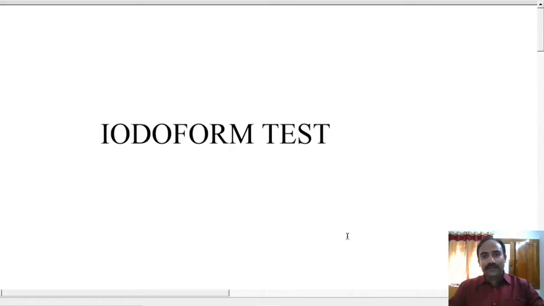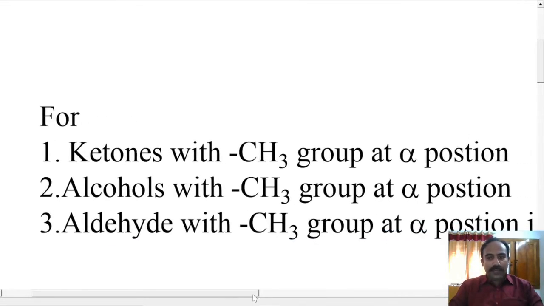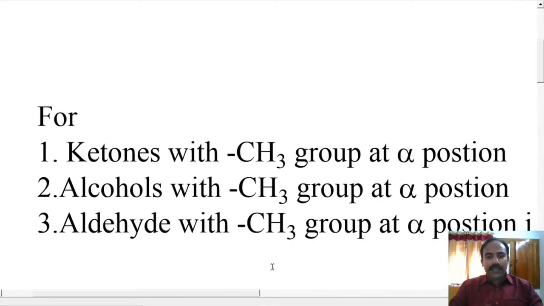Hi and hello all. Let us have a look at the iodoform test. This test is used for detecting ketones with a CH3 group at alpha position, alcohols with the CH3 group at alpha position, and aldehydes with the CH3 group at alpha position.